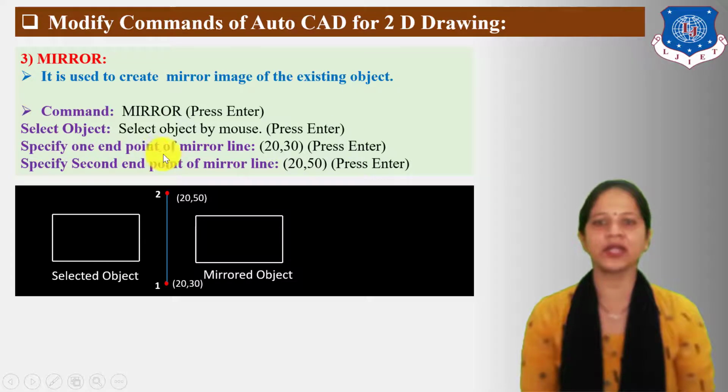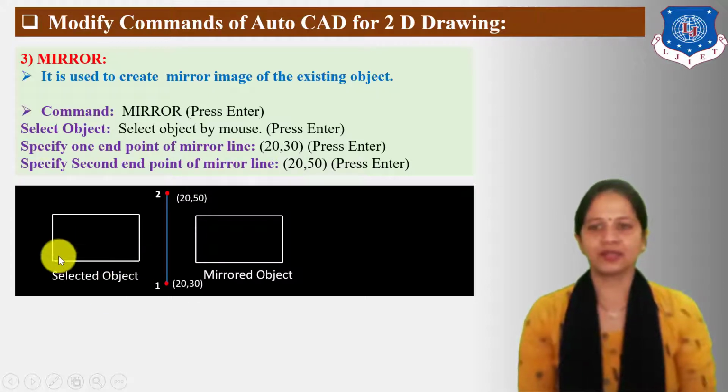Specify first end point of mirror line. Here I have taken 20,30 units for the first end point of the mirror line, then press enter. The next statement displayed in the command area is specify second end point of mirror line. Here I have taken the second end point as 20,50 units. Here the x-axis units are the same, so the mirror image is created with reference to a vertical line.